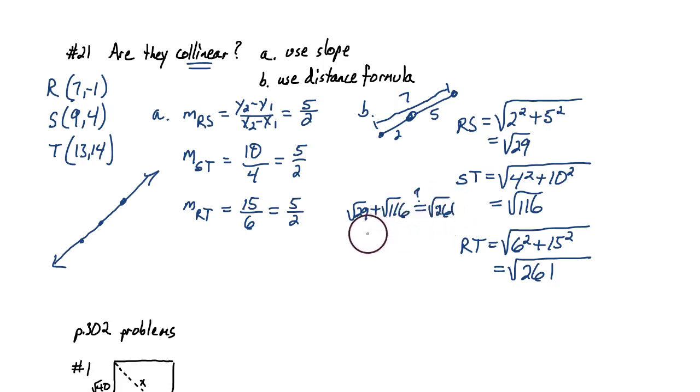Let's use a calculator to help us. The square root of 29 plus the square root of 116 is the decimal 16.15 with some more numbers. Now I'm going to type in the square root of 261. And, no surprise, it's 16.15. So we have shown that the three dots are collinear by using distances.